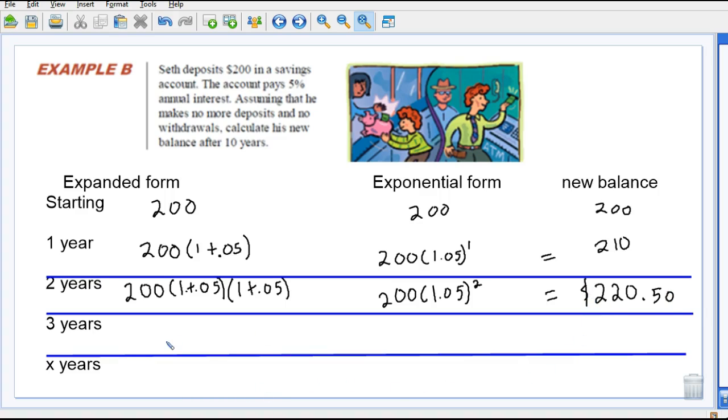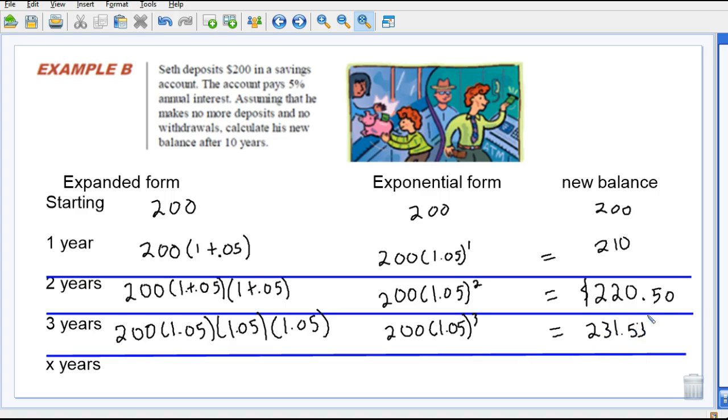So after 3 years, we're going to do the same thing. We have 200 times, instead of writing 1 plus 0.05, I'm just going to write 1.05 times 1.05 times 1.05. If I want to write that in exponential form, it's just going to be 200 times 1.05 cubed. And that's 231.53. Oh, okay, that is a 3. Yes, it is.